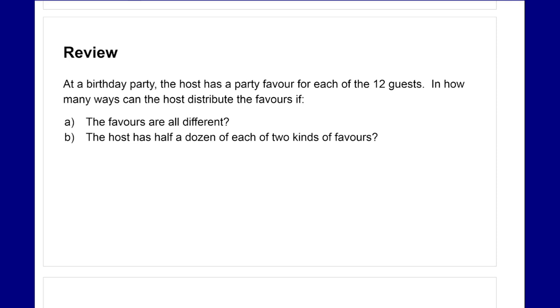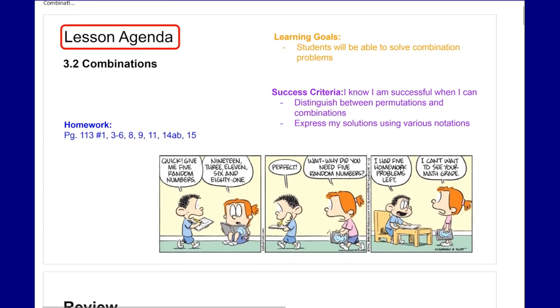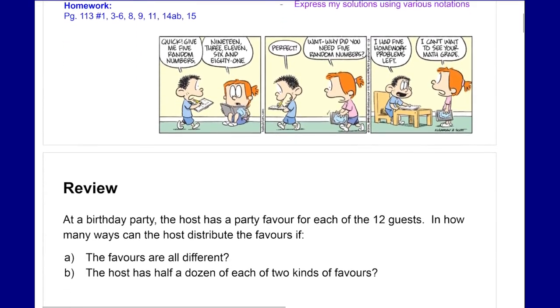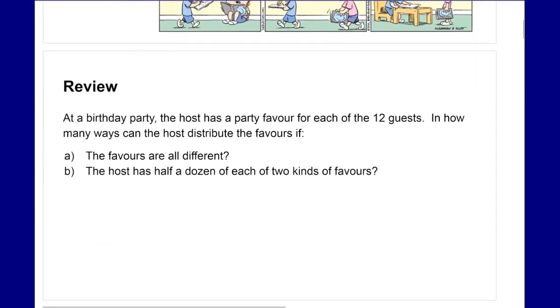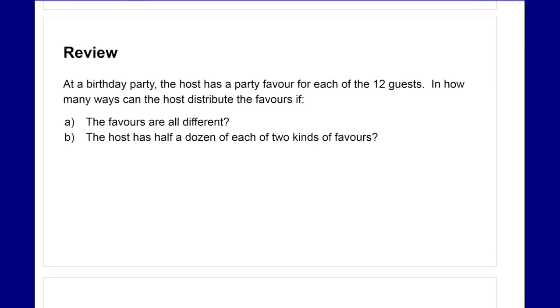In today's lesson, we are going to be looking at combinations. So we're just going to do a little bit of a review of what we've looked at in the past in terms of permutations. At a birthday party, the host has a party favor for each of the 12 guests. How many ways can the host distribute the favors if A, they're all different, or B, if they have half a dozen of each of two kinds? So basically we have 6 of one kind and 6 of another.